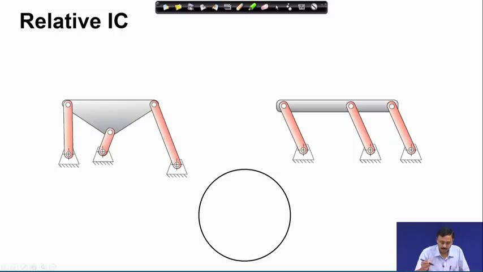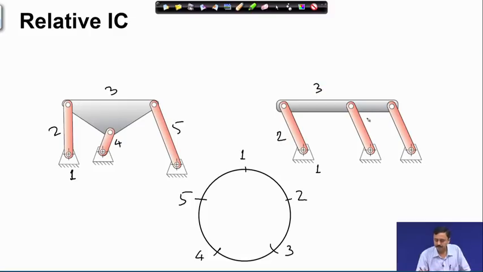Let us look at this case of, again, a six link mechanism. So, 3 4, this is a 5 link mechanism. So, 1 is ground, 2 3 4 and 5. On the right also I have another 5 link mechanism, which is only different because of the dimensions.